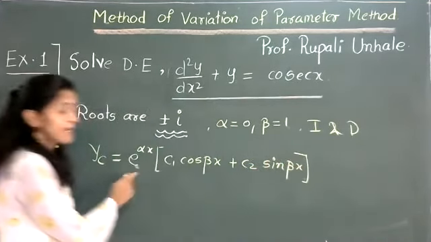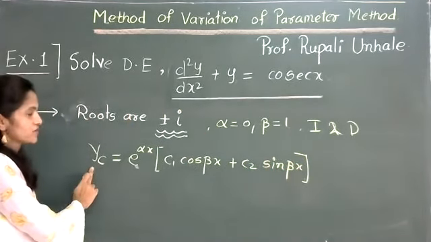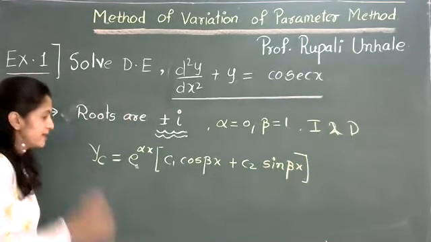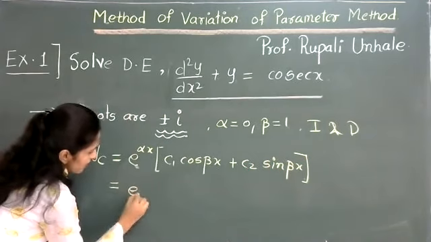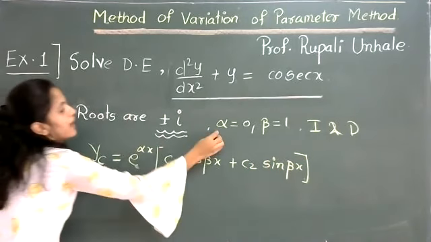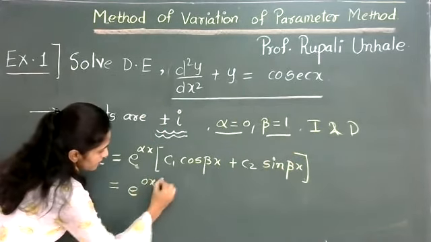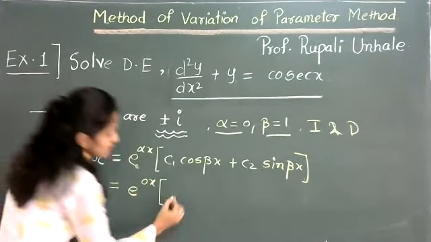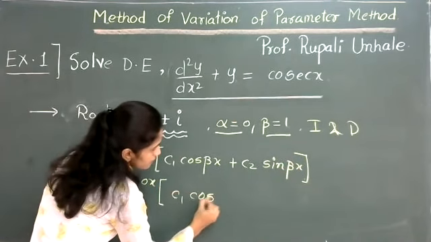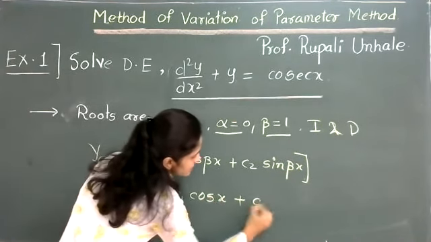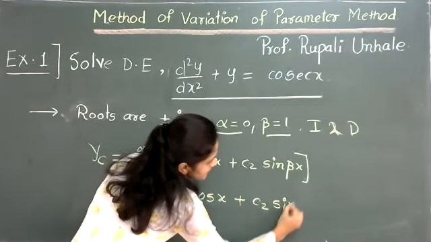Right? So this is the standard formula of complementary function when the roots are imaginary and distinct. So here we are going to put the value of alpha and beta. Alpha is 0 and beta is 1. So it becomes e raised to 0x times c1 cos x plus c2 sin x.